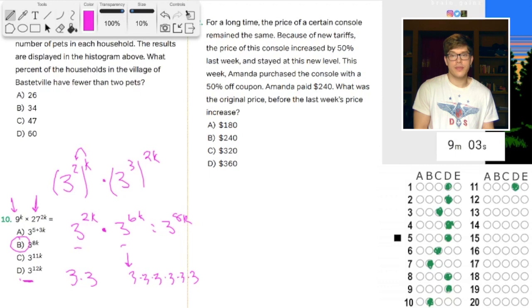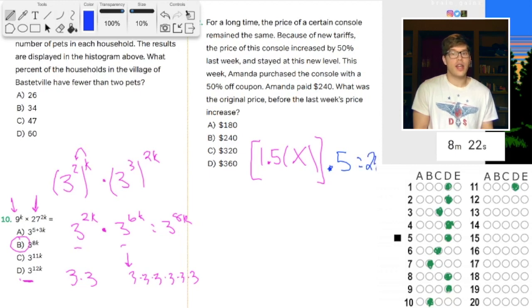So what was the original price? So we have a console. It's some price x. The price increases by 50%. So we can multiply this by 1.5 as it's a 50% increase. And then Amanda bought the console with a 50% off coupon. So we can multiply this again by 0.5, because she paid 50% of its new value, and this equaled $240.